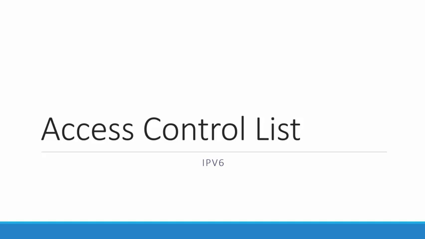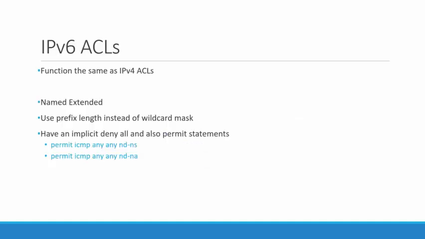Here I'm going to discuss IPv6 access control lists. In a previous video, I talked about the functionality of access control lists in general, and the configuration and verification of IPv4 ACLs. Here we're going to look at how IPv6 ACLs are similar or the same, and yet how they're different from IPv4 access control lists. Their functionality is still the same. So we'll go through that, and we'll do a configuration example, and that's it.